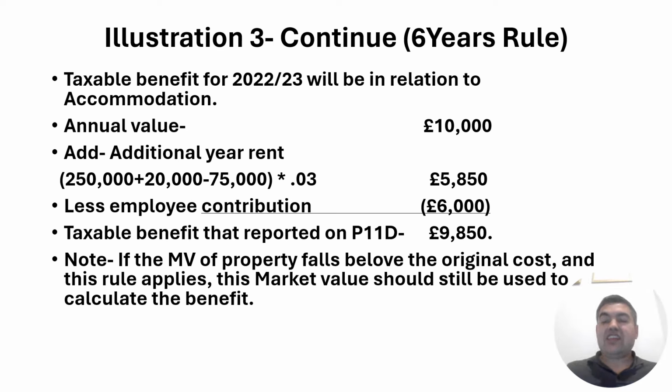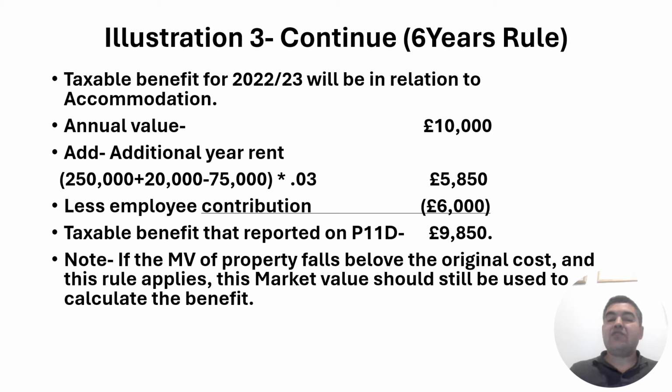Now, illustration 3, that is for the 6 years rule. You will start with the annual value, which was 10,000, add additional yearly rent charge. That will be based on the market value. The market value of the property is 250,000. Add this 20,000, which was spent on extension, minus 75,000. 75,000 is the threshold, and then multiply the result by 3%, less any employee contribution, which was £500 per month. So the taxable benefit reported on P11D would be 9,850.